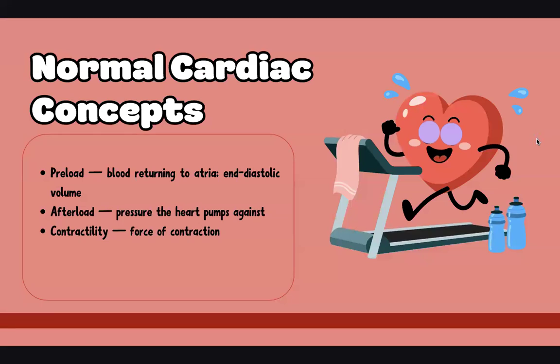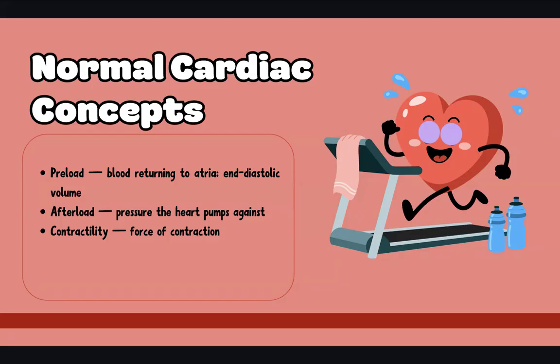Okay, so the first thing that we need to do before we touch the defects is learn the three basic hemodynamic concepts. The first one is preload. It's the blood returning to the atria at the end of diastolic volume. So I like to think volume: more preload equals more stretch. The more preload you have, the more stretched out that atria is going to be.